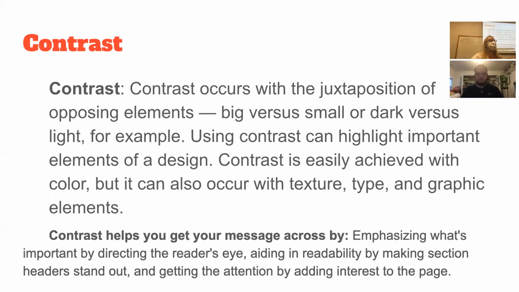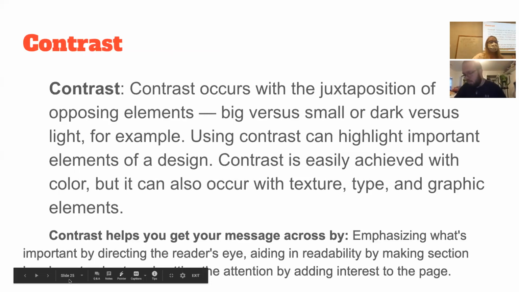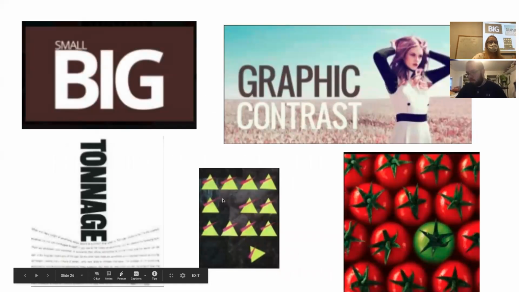Contrast, that's the next step that we're going to look at. Contrast occurs when there's a juxtaposition of opposing elements. A juxtaposition is a big word that basically says two different things are put beside each other to make a point. Using contrast can highlight really important elements of a design, and it's easily achieved with color. It's also achieved with different shapes, textures. And so let's look at some examples of that.